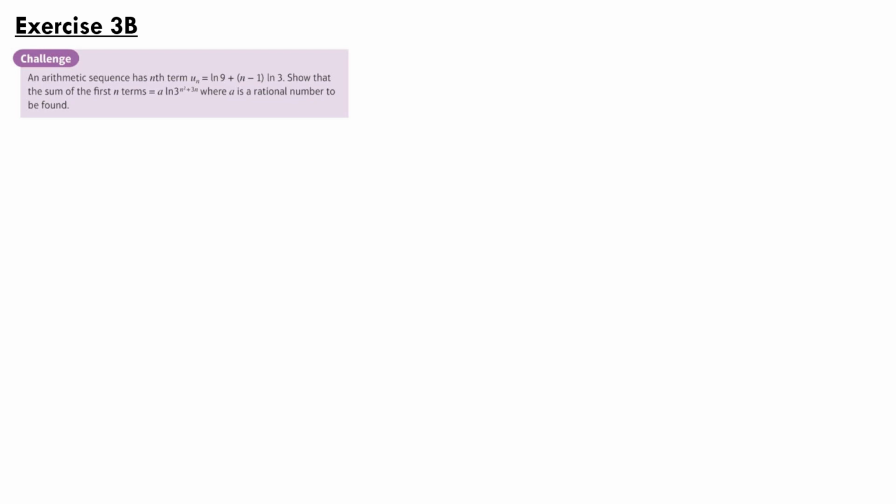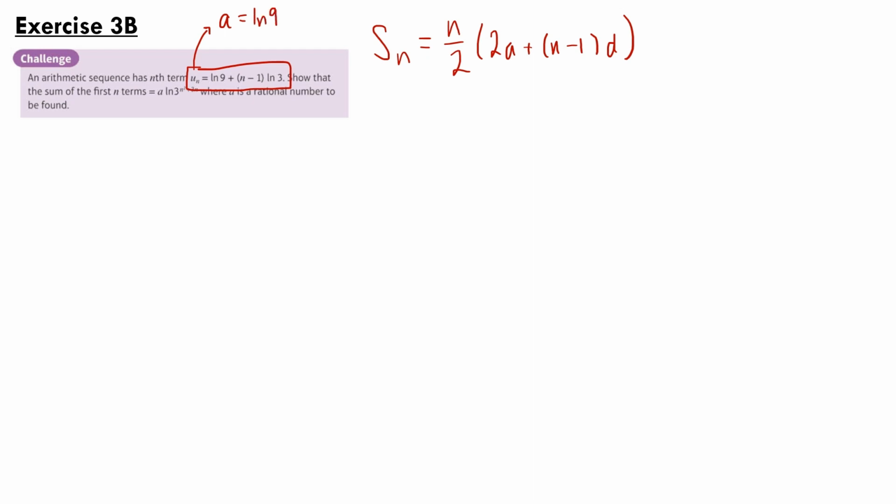So, first of all, let's note the sum of the first n terms from an arithmetic sequence, which is n over 2, lots of 2a plus n minus 1, lots of d. And for this arithmetic sequence, we can see from this nth term that we have the first term being ln 9 when n equals 1, because then we have 0, lots of ln 3, and then the number of terms we're going to keep as n. And also we have the difference here is going to be ln 3. So the difference is ln 3, because that's what we're going to add on every time we move to the next term.